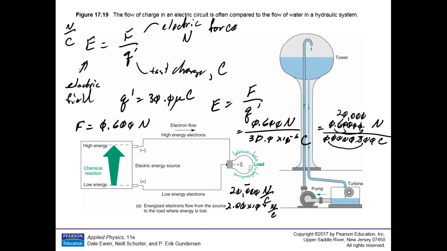Let me see what I wrote down. Actually, it says here we'll skip Ohm's law. We'll do 17.4, 17.5, and then we'll do 17.7, 8, and 9. All right, good deal. Any last questions? Parting shots?